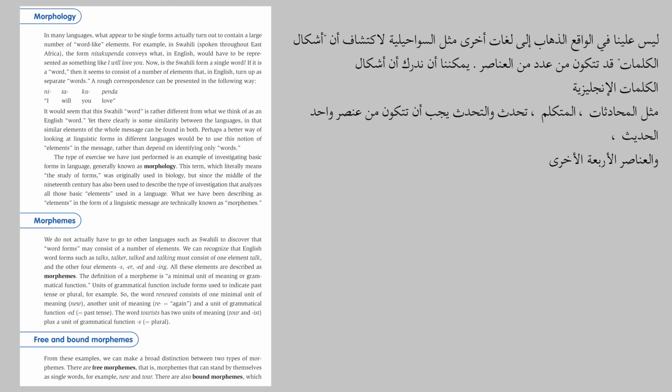But to discover that word forms may consist of a number of elements, we can recognize that English words such as talks, talker, talked, and talking, which we will now take as examples, must consist of one element which is talk, and the other four elements which are s, er, ed, and ing. All these elements are described as morphemes.